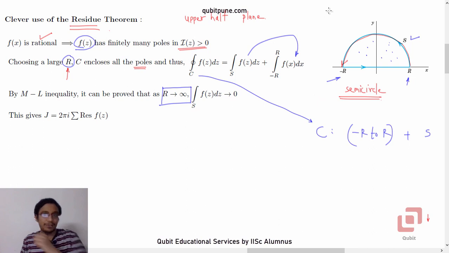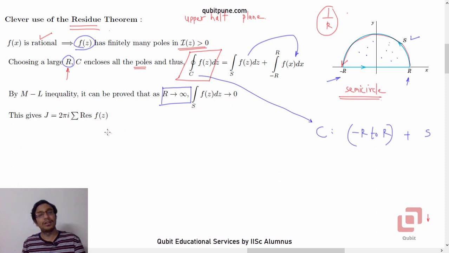Due to the appearance of the term 1 upon r in its bounds, if this integral tends to 0, then the required integral, that is the integral of f from minus infinity to plus infinity, is actually this. Yes, and we know how to find it. It is 2 pi i times the sum of the residues of f of z inside the closed contour.